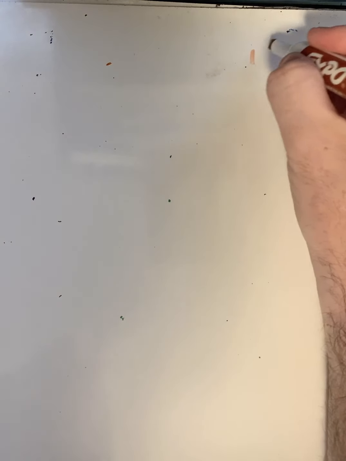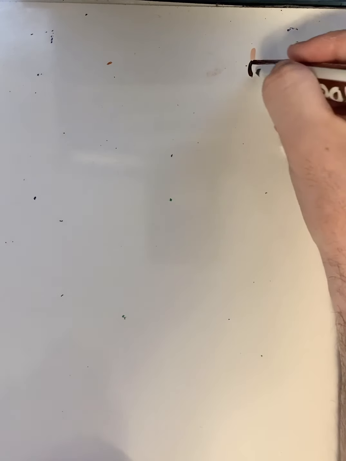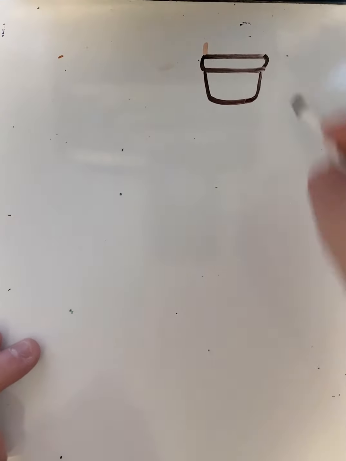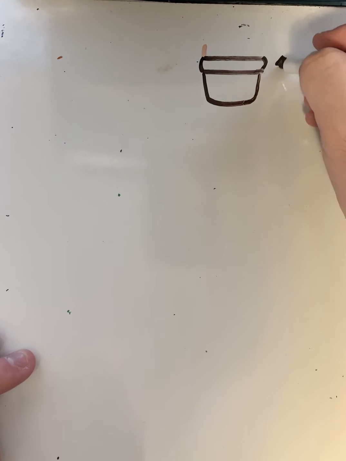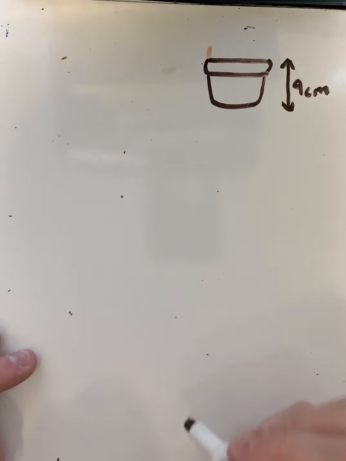So let's say that we have, and Mr. Berger's going to do his best to draw, let's say that we have a potted plant holder. I'm just going to draw a quick one. Say that's for our plant. Actually, that's pretty good. And let's say that the height of this plant pot is 9 centimeters.